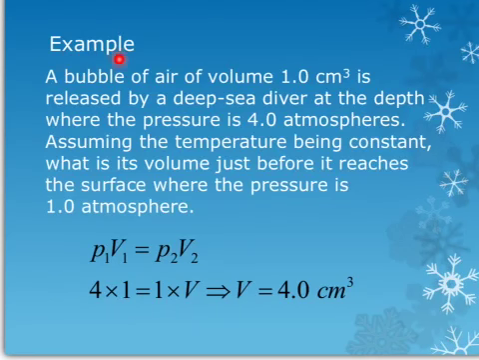Here is an example. A bubble of air of volume 1 cubic centimeter is released by a deep sea diver at a depth where the pressure is 4 atmospheres. In other words, 4 times the atmospheric pressure. Assuming the temperature being constant, what is its volume just before it reaches the surface, where the pressure is just 1 atmosphere. Use the formula, walk through, the answer to be 4 cubic centimeters.